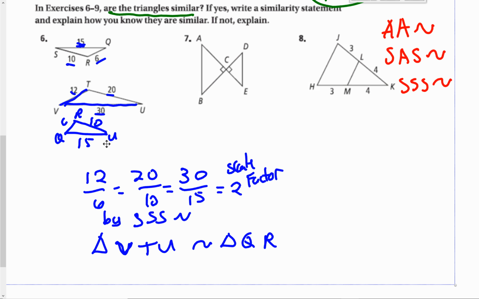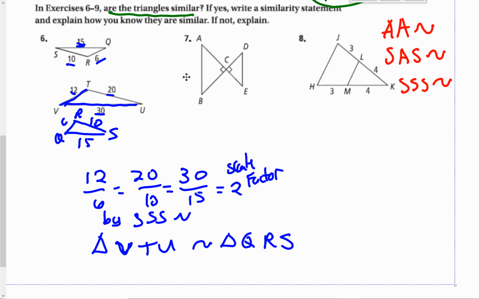And what goes with U, oh, this is an S. I'm sorry, you're probably way confused. That was an S. So what goes with U is S. Sorry about that. So that's my similarity statement for number 6. So that was number 6.